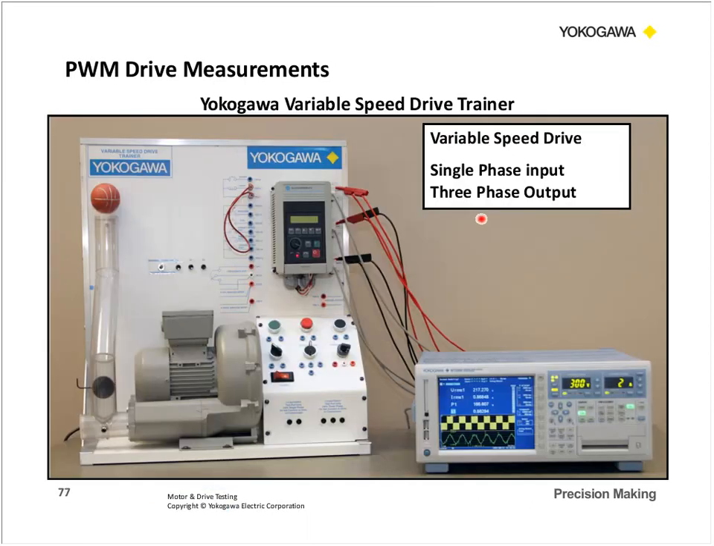So here's a picture of our variable speed drive. It's one we use as a trainer and get a lot of these signals where we have a motor and a variable speed drive. This is a single phase input and a three phase output.